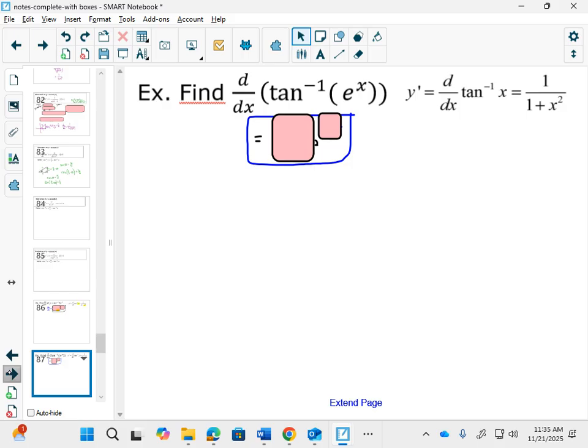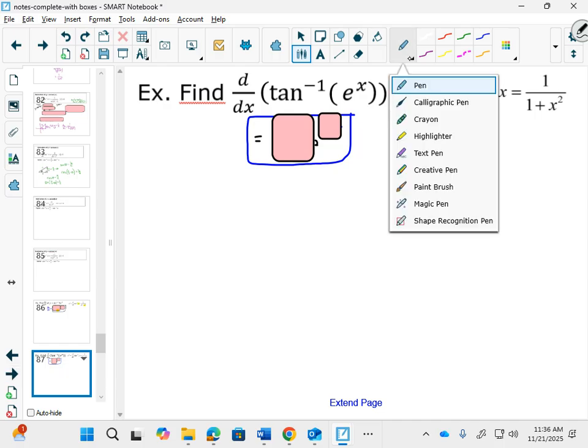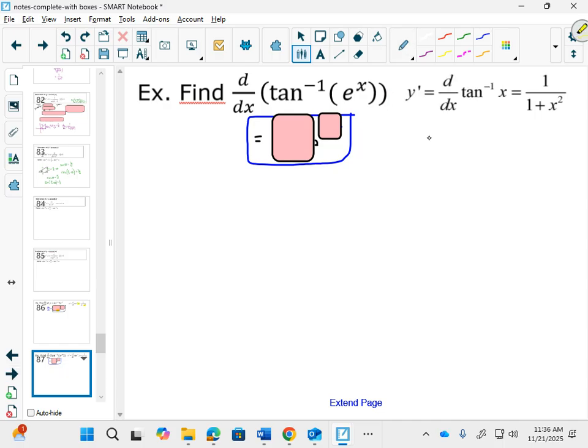So, what's our derivative of tan inverse, sorry, is 1 over x squared. So there's my inside. I'll highlight it here. There's my inside. There's my inside. You see that inside we now have e to the x. So I have a chain rule. First, I do the derivative of my outside function, keeping my inside the same.